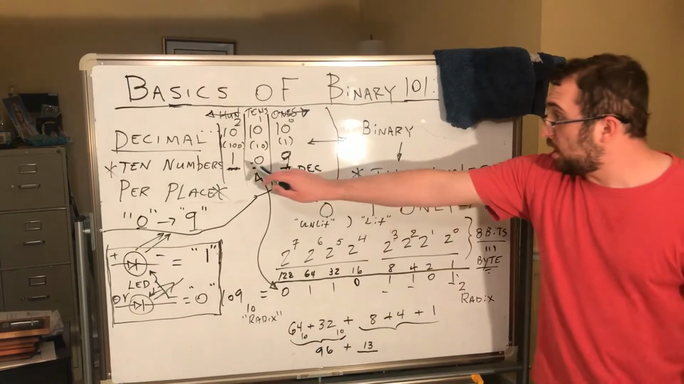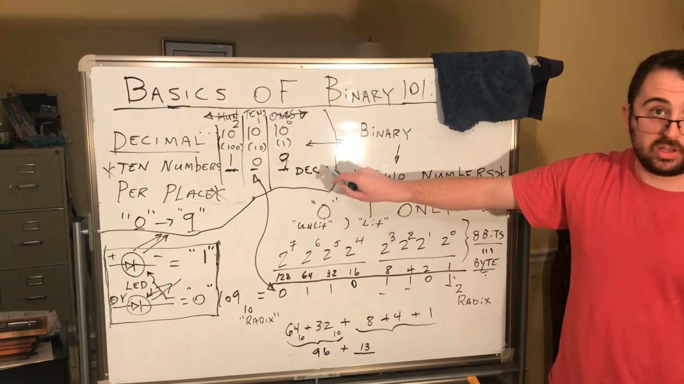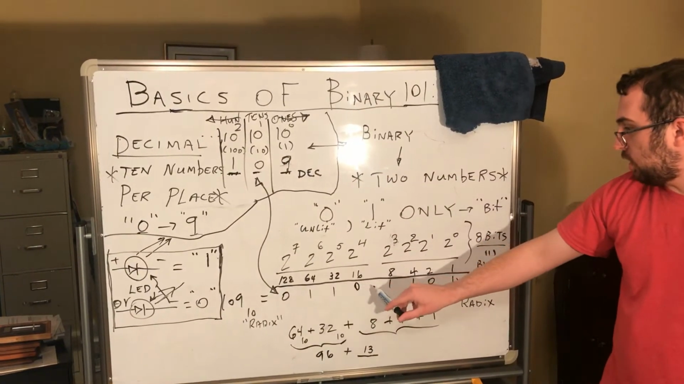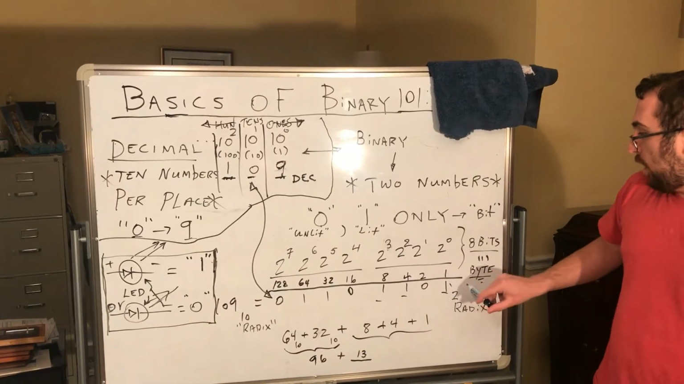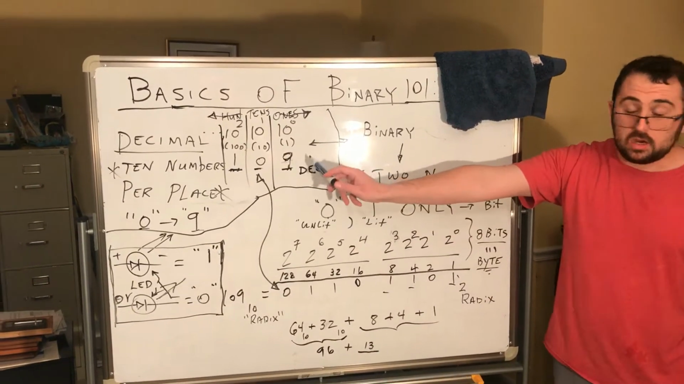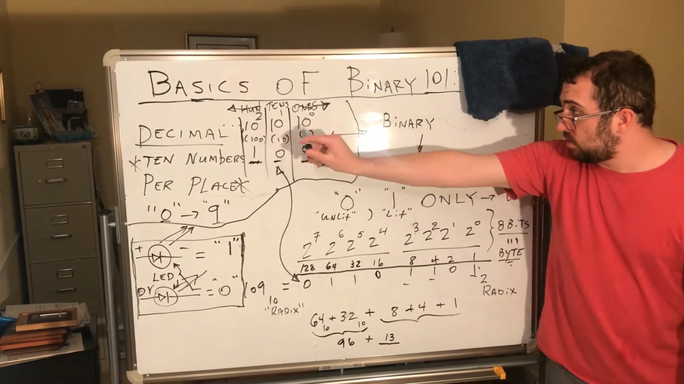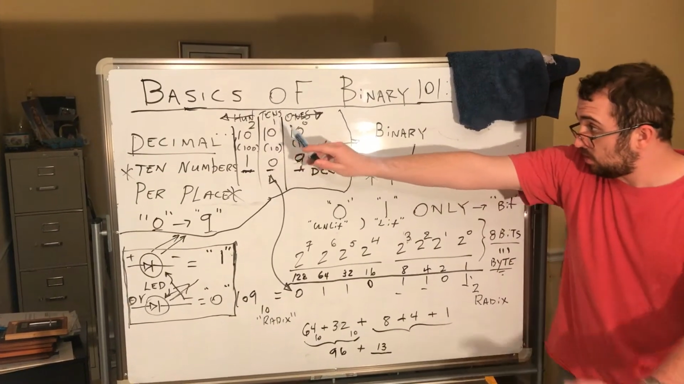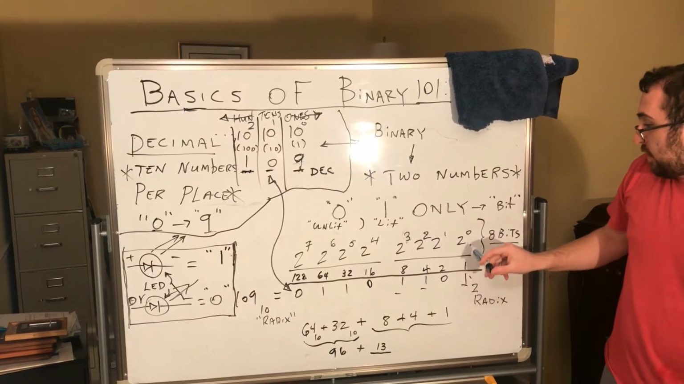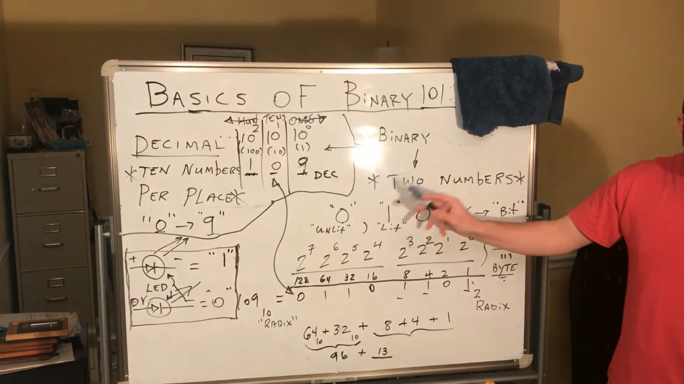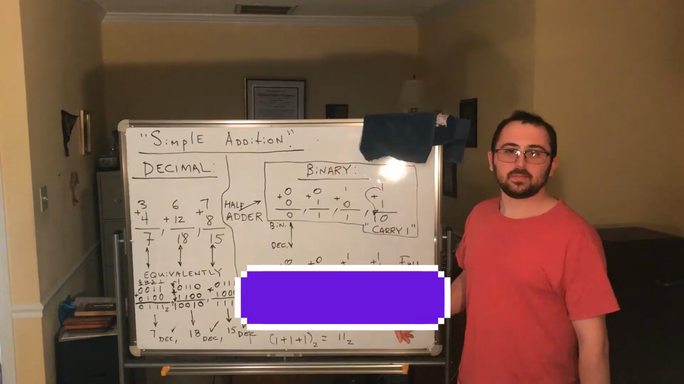And so, 109 in decimal, which is only 3 digits, is a bit longer in binary. It's 0, 1, 1, 0, 1, 1, 0, 1. But my key point here is decimal increases in powers of 10. So you have ones, tens, and hundreds in each adjacent place. And binary is powers of 2. On the next board, I'll do some basic calculations in binary.